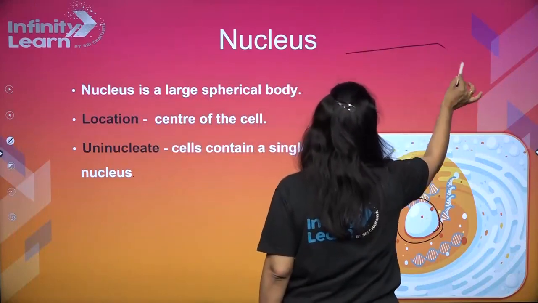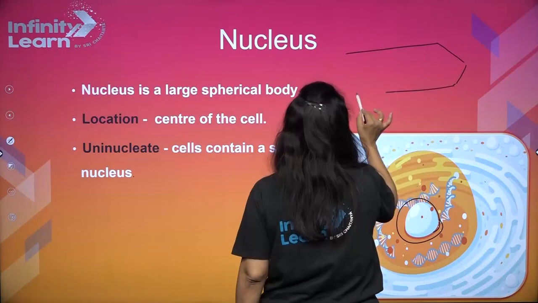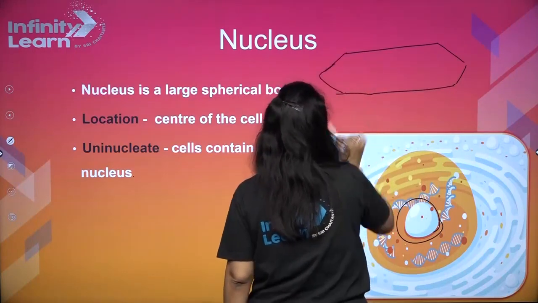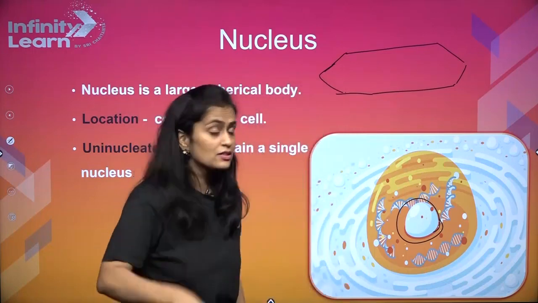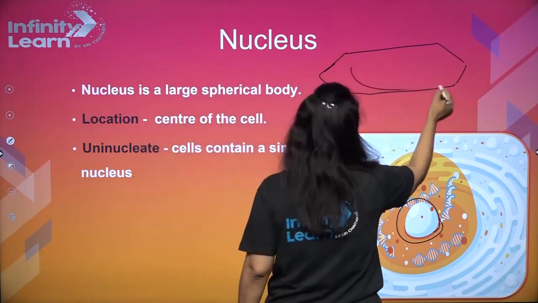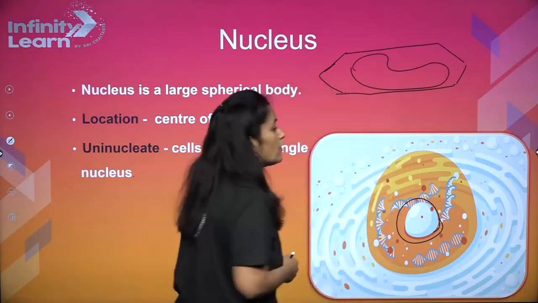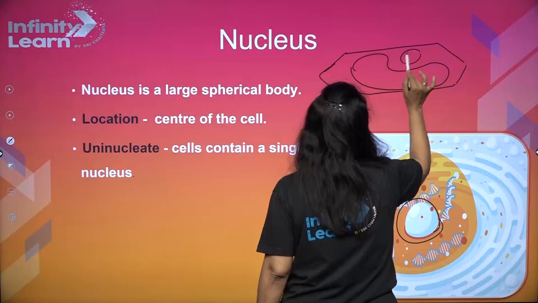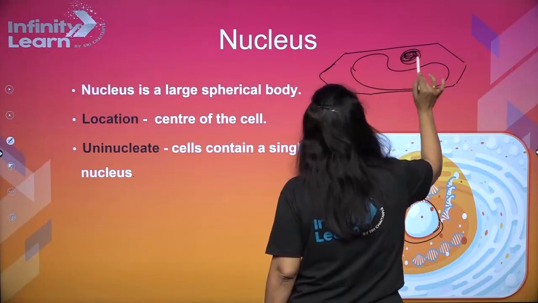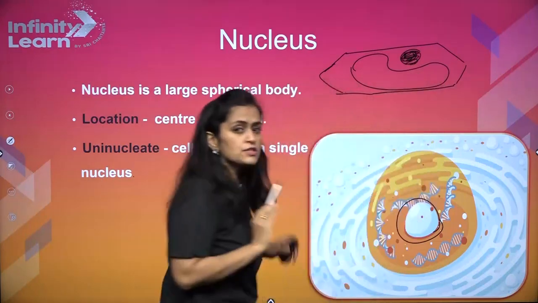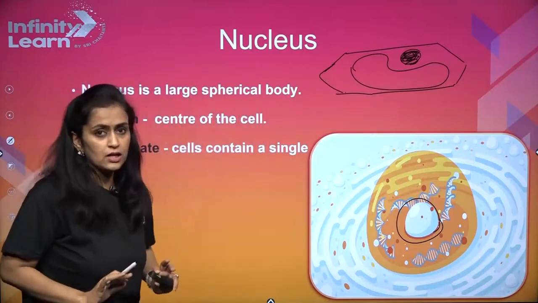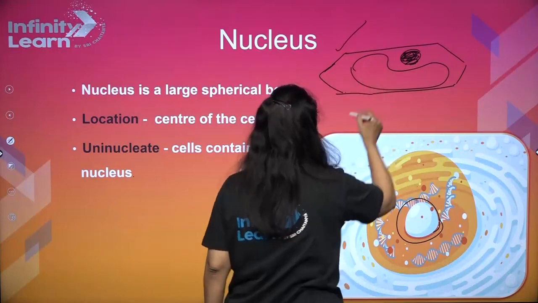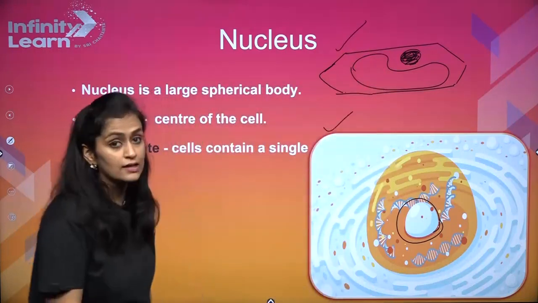So if this is a plant cell, right, you will have a large central vacuole present in plants which is absent in the animal, right? And because of this, the nucleus is kind of pushed to the periphery of the cell. So that's the big difference when you observe a plant cell nucleus and an animal cell nucleus.